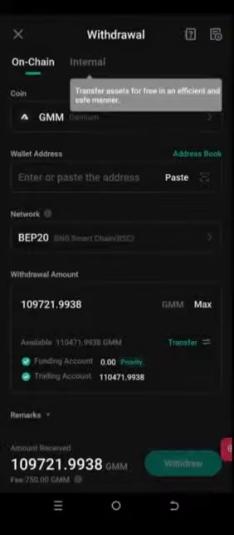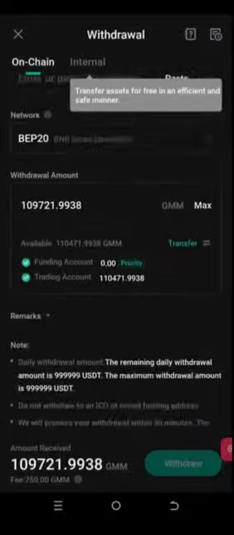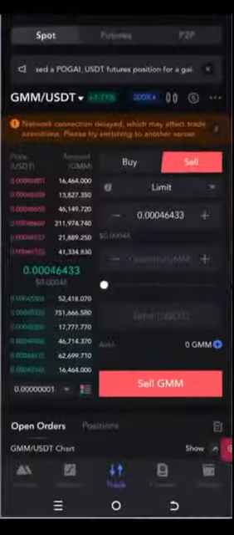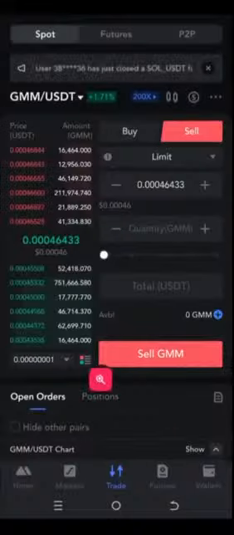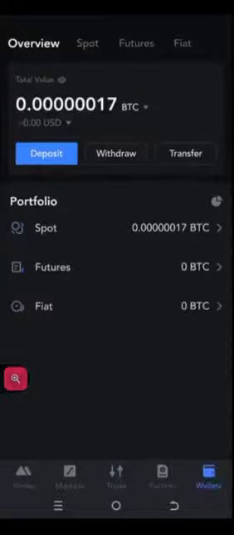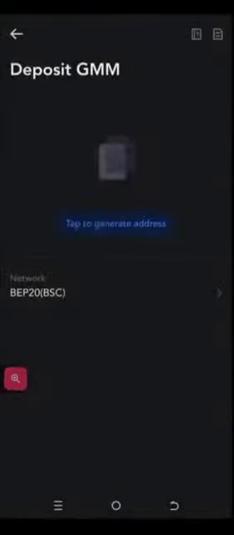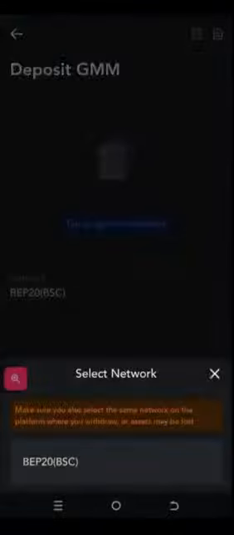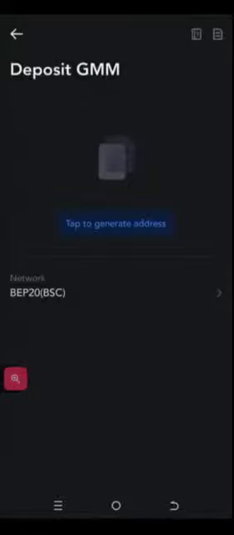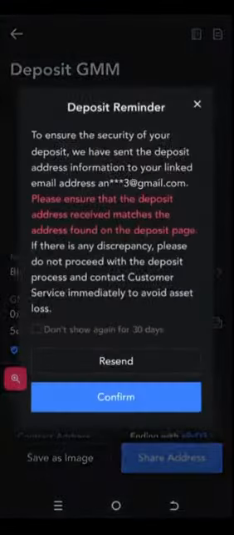Good, so it has already deducted its own fee from the amount. So let's go over and put in all the other details. So we're going to go over to Mexi and take every single thing. I hope the price is still good. If not, we're going to set a sell limit, whatever it is, right? So we want to deposit it, and then we're depositing GMM. Okay, BEP20, right? That's what we want. Okay, we're going to tap to generate it. All right, no problem.